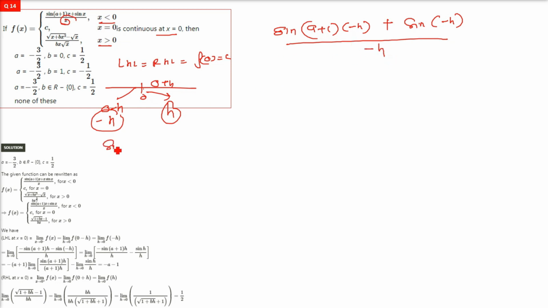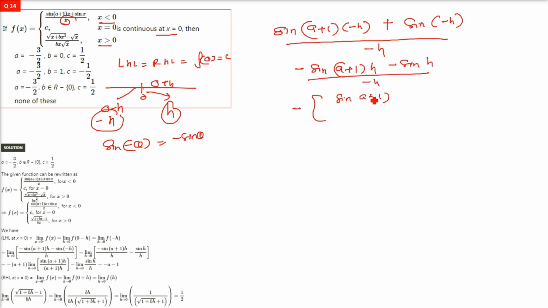Okay. So sine negative theta is minus sine theta. This is going to be minus sin((a plus 1)h), and then you have negative sin h divided by negative h. Now you can take negative outside from here. sin((a plus 1)h) will be there, and plus sin h, and you have a negative h in the denominator. So minus you can get cancelled, and h I am taking in the denominator and separating in this step only. Now apply limit h tends to 0.